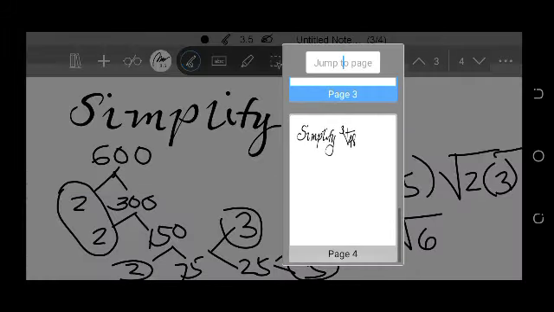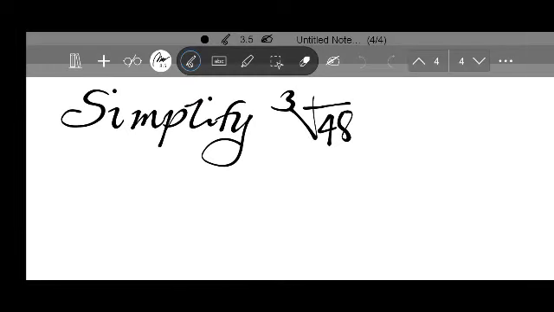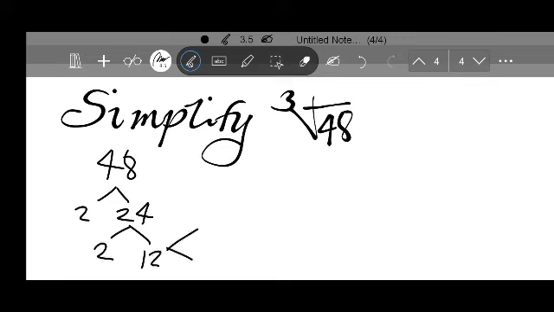Next, let's have the last example, the cube root of 48. So 48 divided by 2, we have 24. Then 24 divided by 2, we have 12. 12 divided by 2, we have 6. And 6 divided by 2, we have 3.